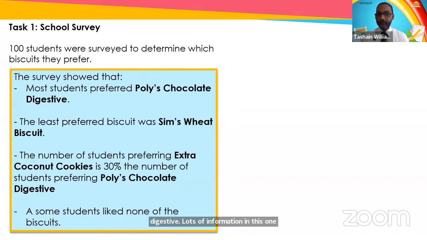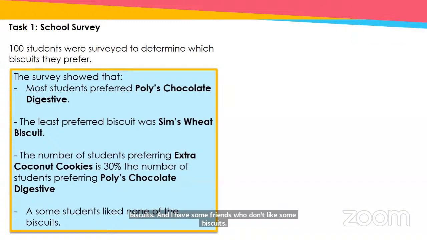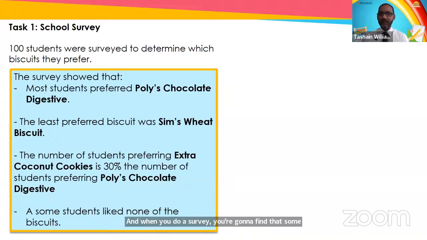So, there are also some students who liked none of the biscuits. And I have some friends who don't like some biscuits. And when you do a survey, you're going to find that some persons don't like some things, right? So let that sink in. And that's the data you're going to be deriving from all of this.